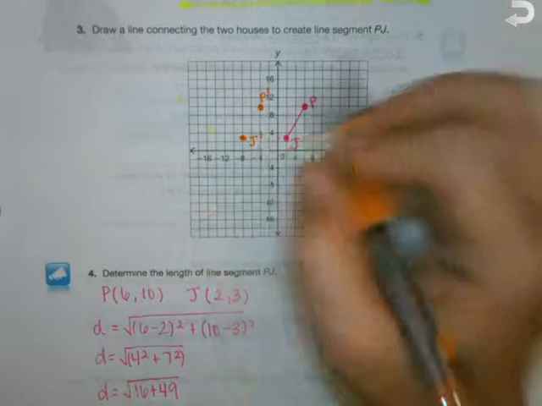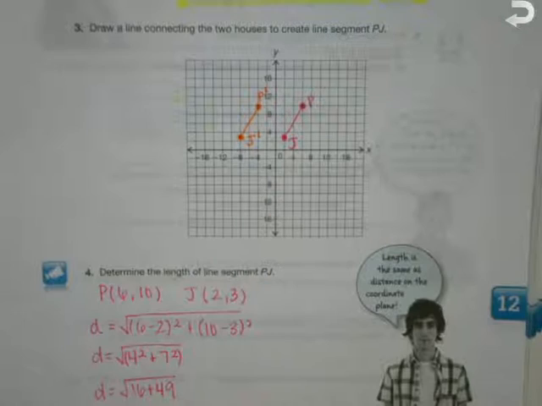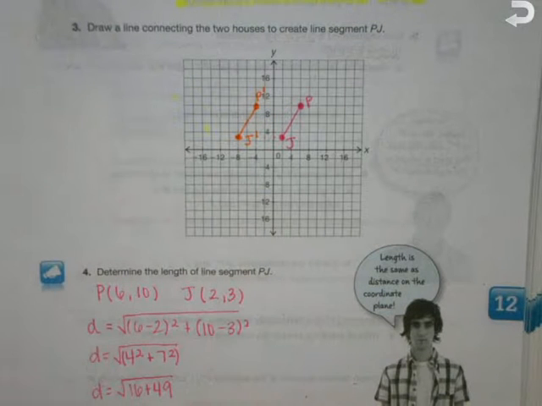And so the next question asks us, part B wants to know, what are the coordinates of P prime and J prime? So guys, take a look at P prime and J prime. What are the coordinates of P prime?